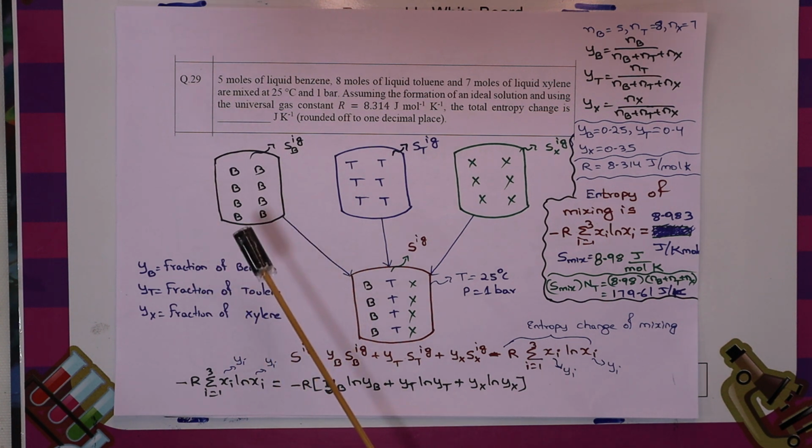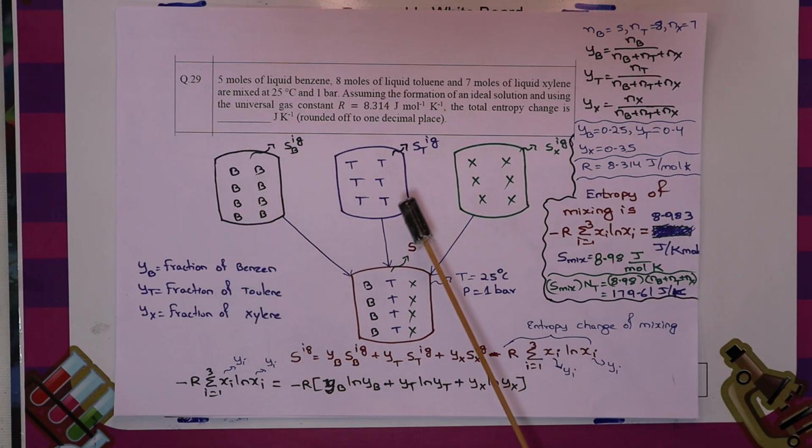Let us take, for example, the standard enthalpy of mixing we can calculate. Later on, I can explain how this equation has come. So, if there is a container consisting of pure benzene, for example, pure toluene and pure xylene.